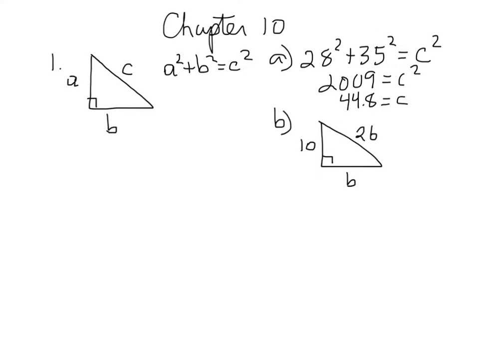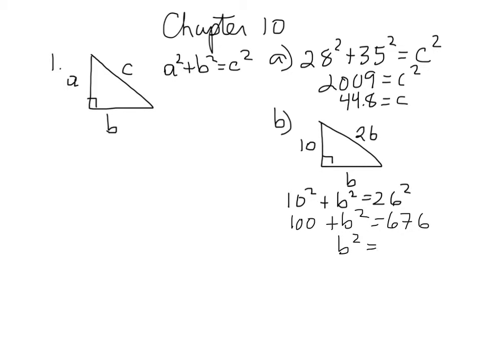In part B, you are given the hypotenuse and one of the legs, so the equation you would set up would be 10 squared plus b squared equals 26 squared. So 100 plus b squared equals 676. Take away 100 from both sides, and you get the square root of both sides, and you find out that b is 24.